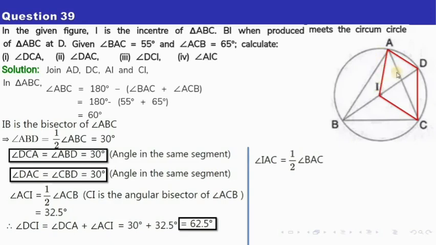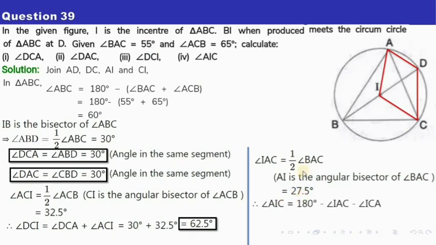So IAC. Now we know that AI is also a bisector of BAC, isn't it? If AI is the bisector, then IAC will be half of this angle. So that's why I have written IAC is half of BAC. And how much is BAC? BAC is 55 degrees, and half of 55 degrees is nothing but 27.5 degrees. So AIC can be written as 180 degrees, because in this triangle the sum of the interior angles equals 180 degrees.